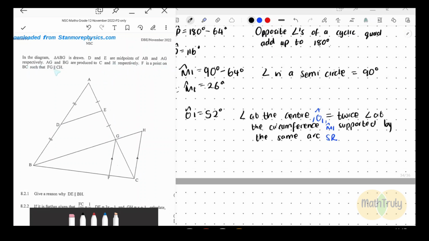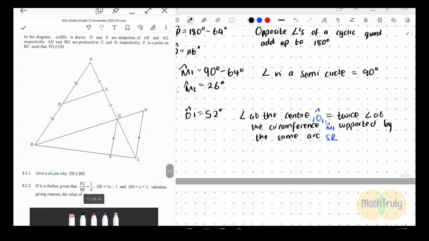F is a point on BC such that FG is parallel to CH. So these two lines are parallel. And the first question is, we have to give a reason why DE is parallel to BH. So why these two lines are parallel. If you look at this diagram, you have a triangle, and in this triangle, you have a midpoint here on this line AB.